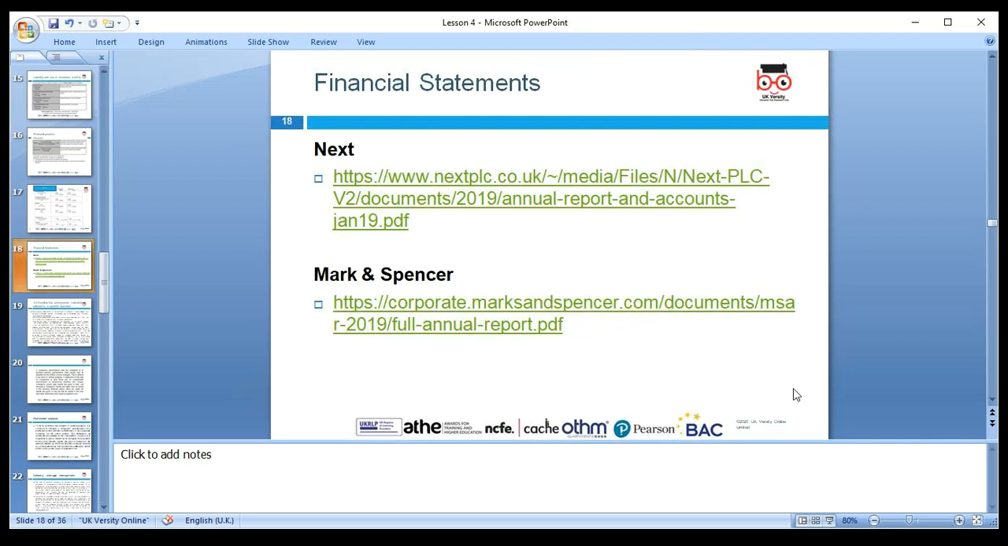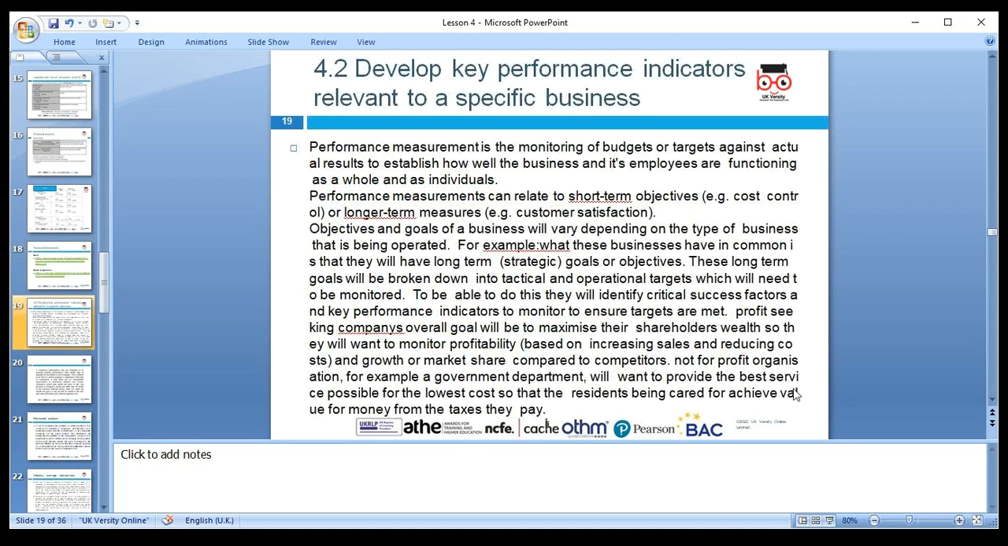Other than that, I included the two companies' statements, which are Next and Marks and Spencer, and based on these formulas, we can use actual companies' statements. Or simply you type in a Google search for ratios for Next, and you can find already calculated ones, and you can interpret them and use them for your assignment.